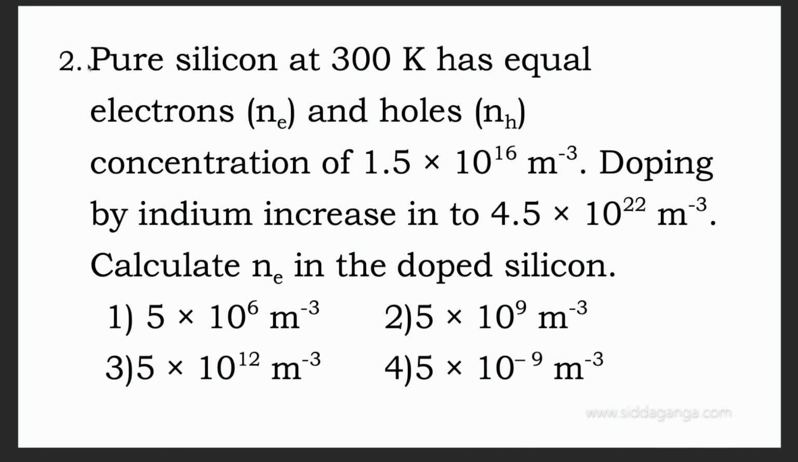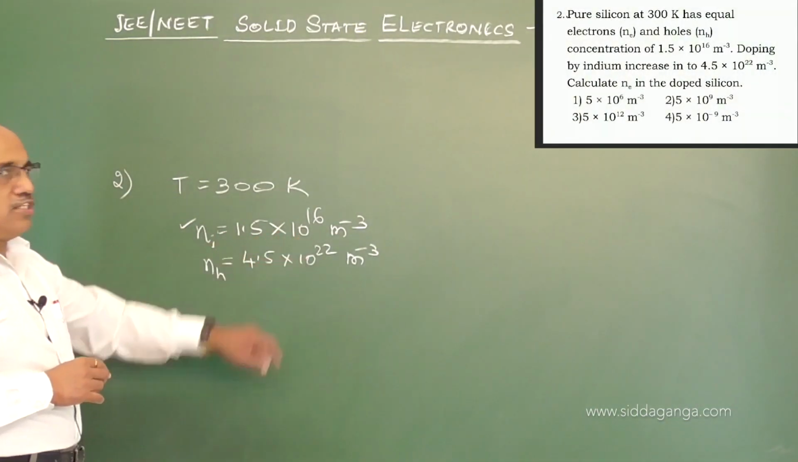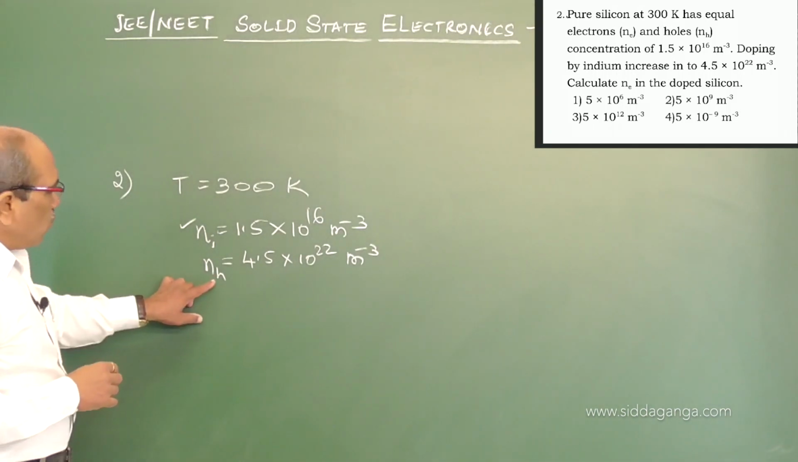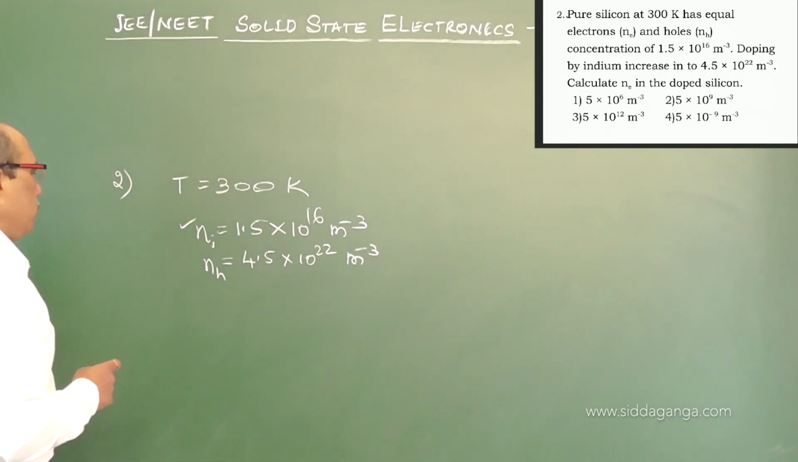Doping by indium increases the hole carriers to 4.5 into 10 power 22 per meter cube. It is the hole concentration. Calculate the concentration of electrons, the electron density. They have given the intrinsic carrier concentration as 1.5 into 10 power 16 per meter cube, and the hole concentration is 4.5 into 10 power 22 per meter cube.